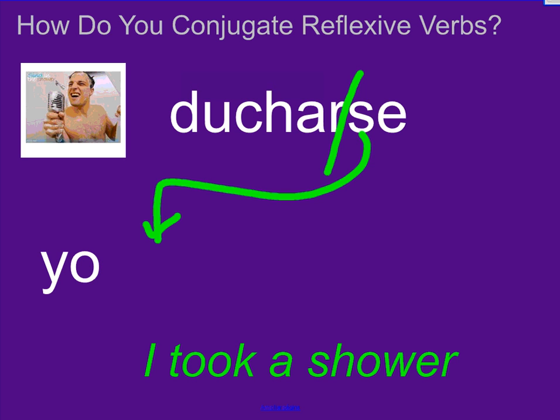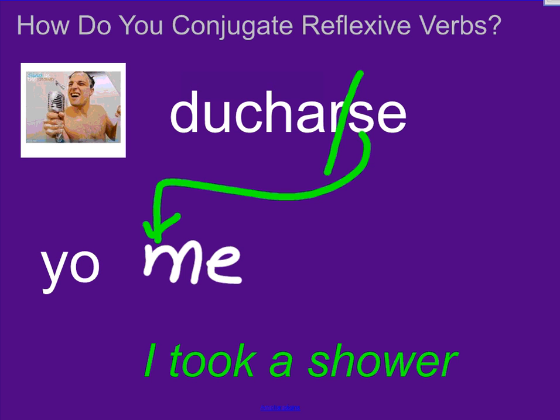Now for the verb ducharse, which means to take a shower, we're conjugating this for the yo form in the preterit form. We want to be able to say, I took a shower. So this se actually needs to turn into me, because me is the reflexive pronoun that goes along with the yo form.